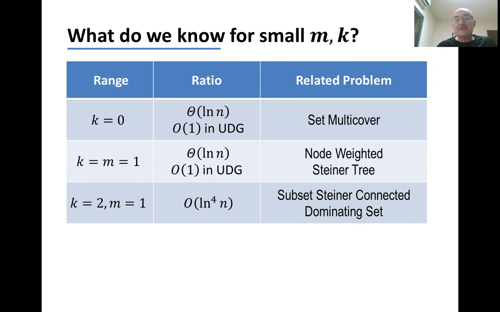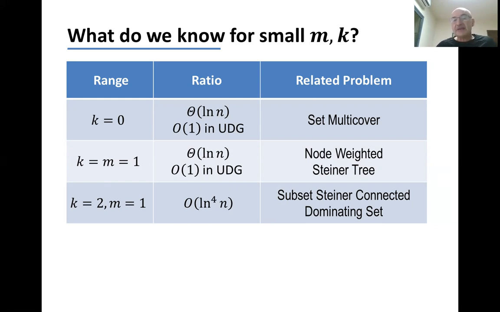The case when K equals M equals 1 is called the connected dominating set problem. And it also admits a tight ratio O(ln n) in general graphs and order 1 in unit-disk graphs. And this ratio, the ratio O(ln n), is actually achieved by a reduction to the node-weighted Steiner tree problem. So the connected dominating set and the node-weighted Steiner tree problem are almost the same.